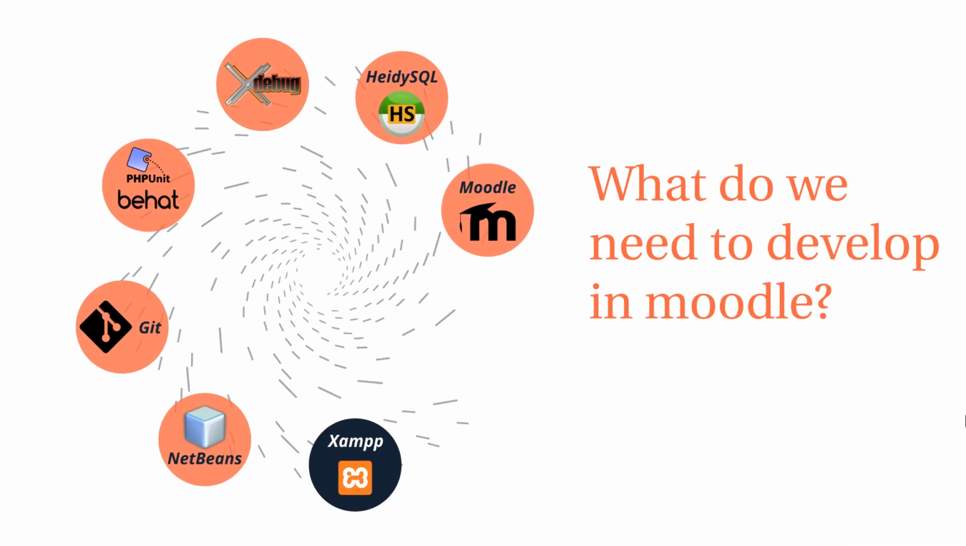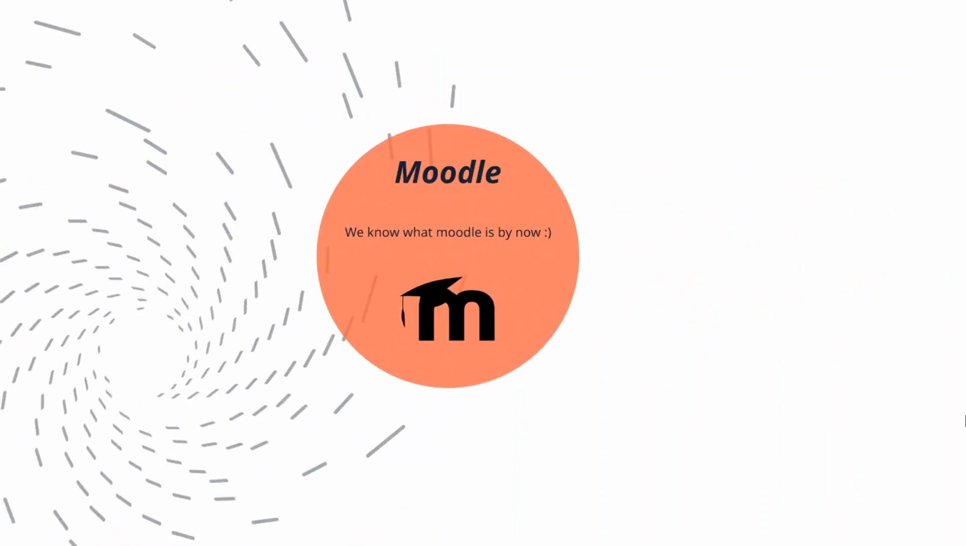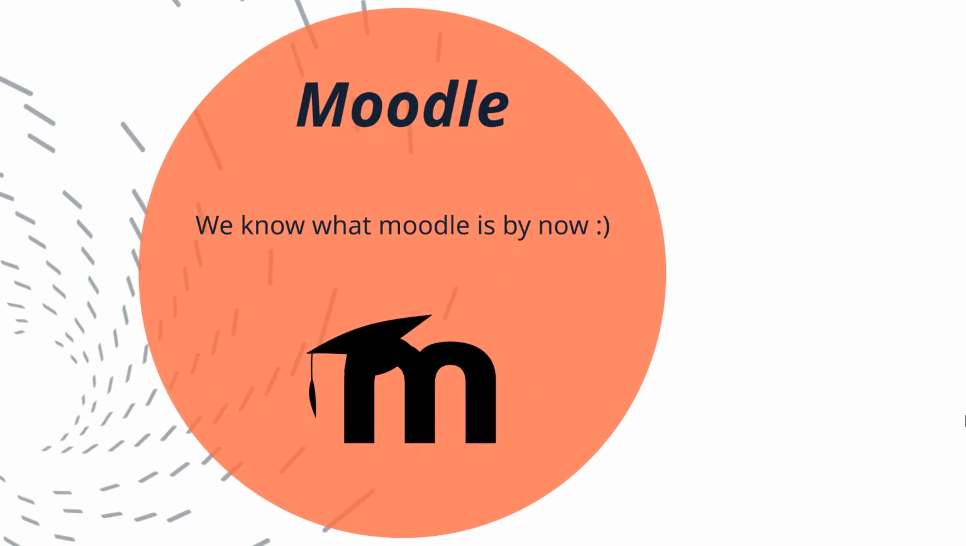And finally, we will obviously use Moodle. We already know what Moodle is by now. In the next couple of videos, we will be installing each tool, so please, if you have time, follow me to the next lecture. We will be installing XAMPP in our Windows local machine.